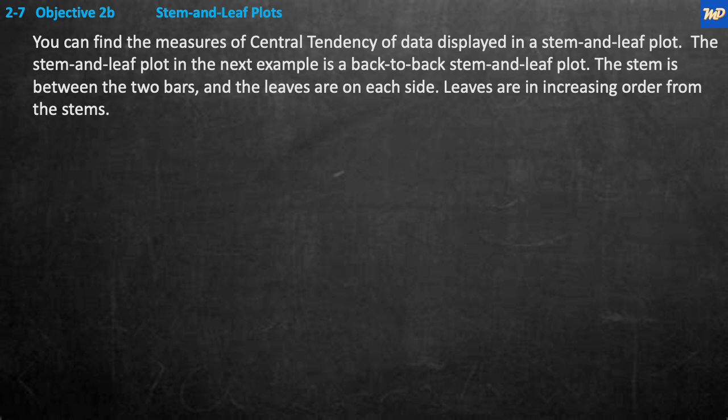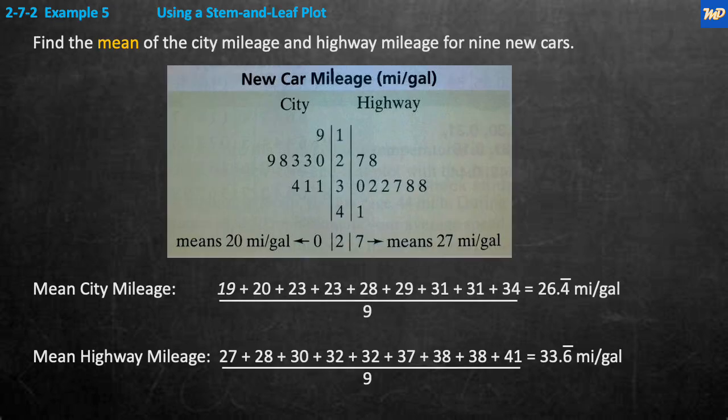The stem is between the 2 bars. There's going to be 2 vertical bars, and the leaves are on each side. Leaves are increasing in order from the stem, always from the stem out, no matter which direction you're going. Okay, example 5, using a stem and leaf plot. Find the mean of the city mileage and the highway mileage for 9 new cars.